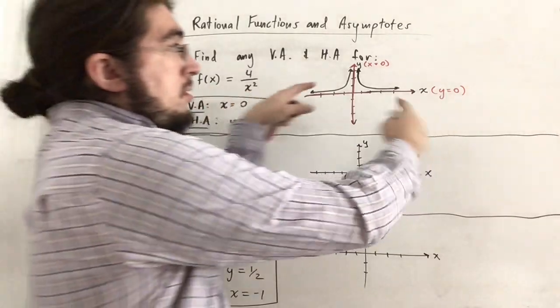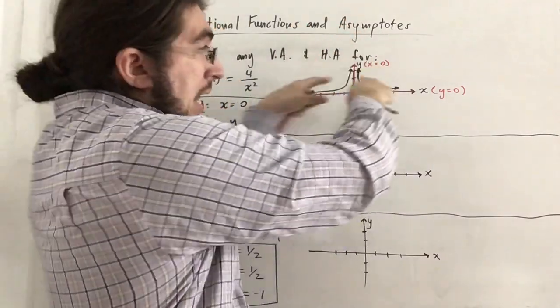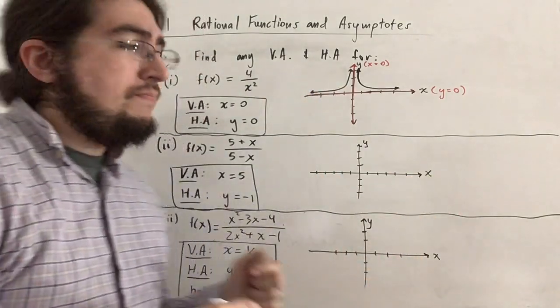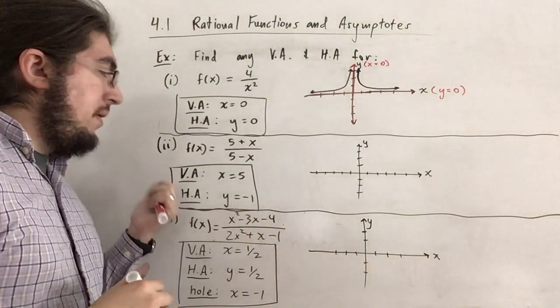So we can see it approaches this vertical asymptote and this horizontal asymptote as x goes towards positive infinity and negative infinity. Good. So what about number 2?